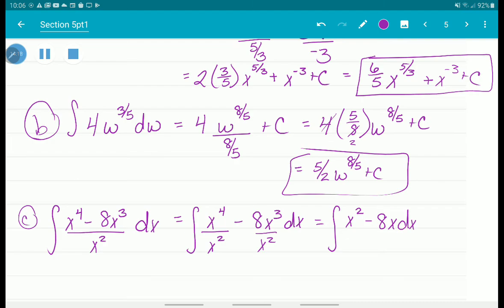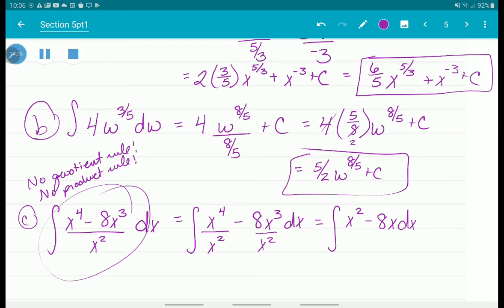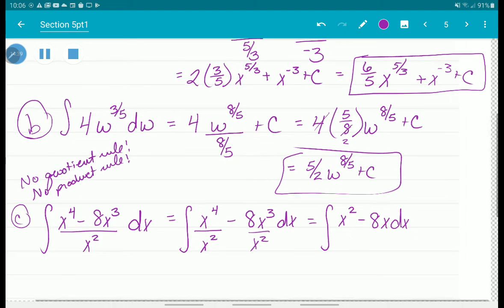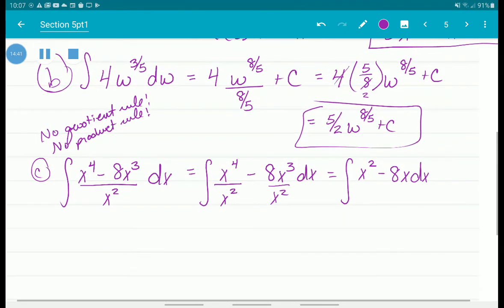Okay. There is no quotient rule in integration, and there's no product rule. So that's important to remember. So something like this is going to require a rewrite in some way. So we've rewritten this, and now we've got it to where we can integrate it.